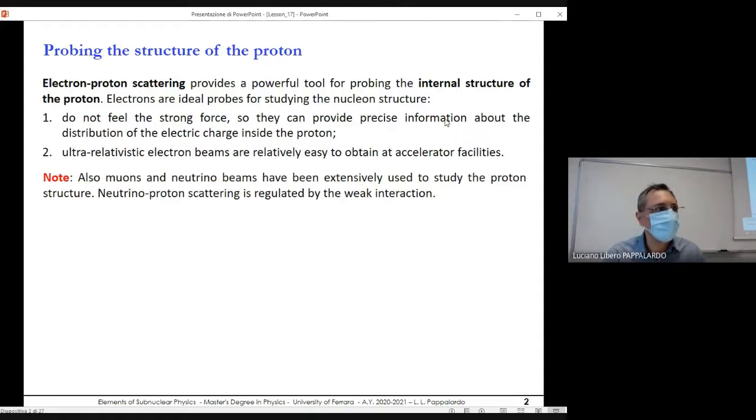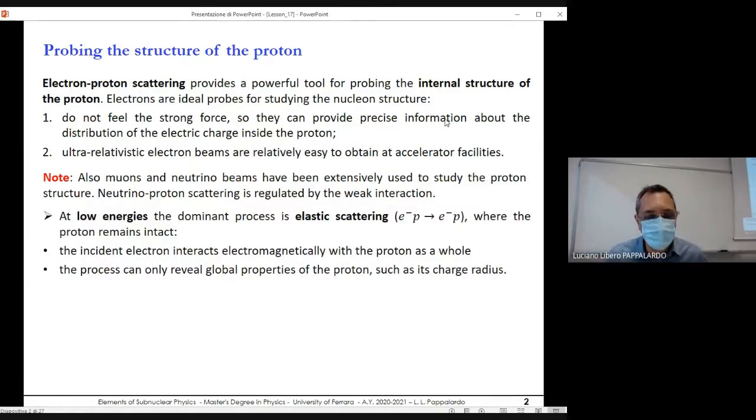Of course, not only electrons have been used to probe the nucleon structure, but also different other probes, such as neutrino beams, but also muon beams, etc. And of course, when one uses neutrino proton scattering, one has to think that this scattering is regulated by the weak interaction, clearly, not by the electromagnetic.